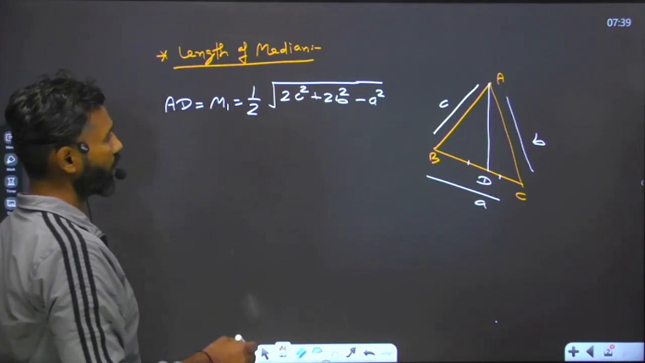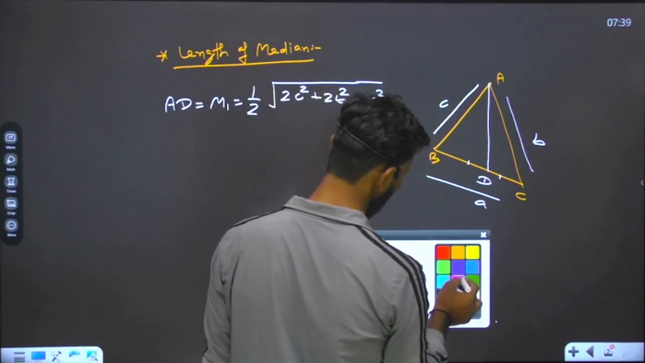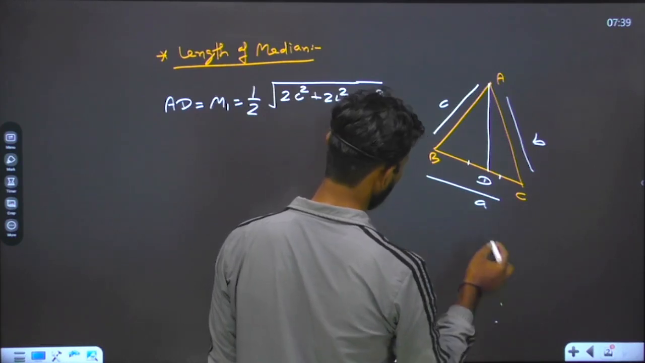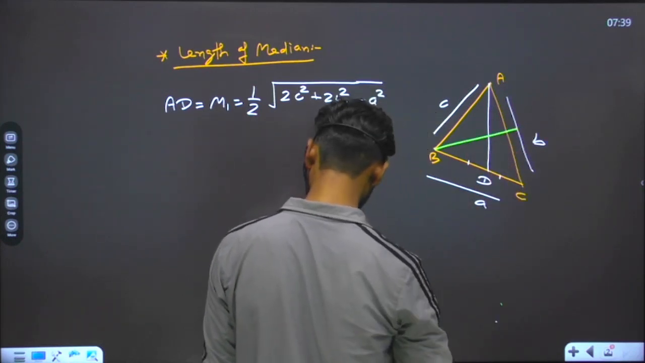Now suppose there is another median, and the length of this median is BE. This is BE. This other median is BE.